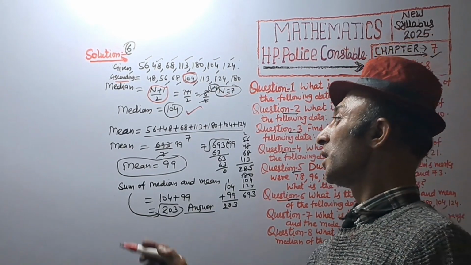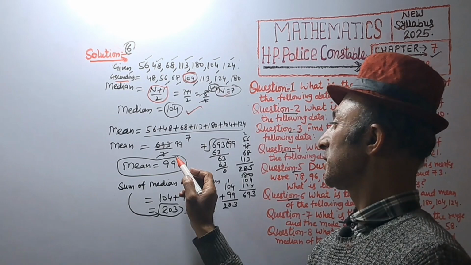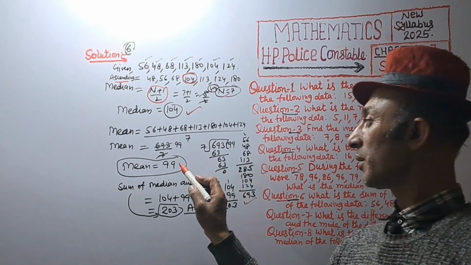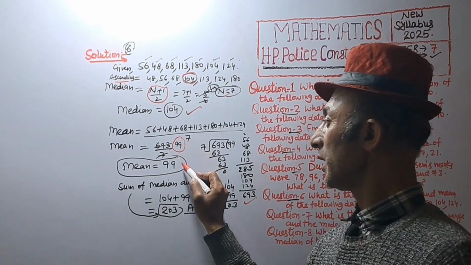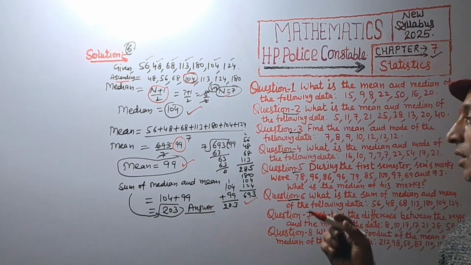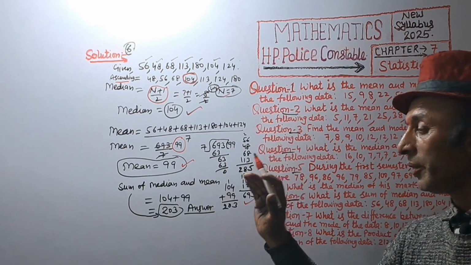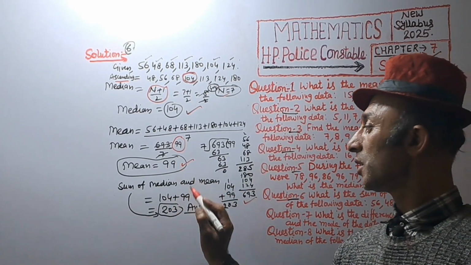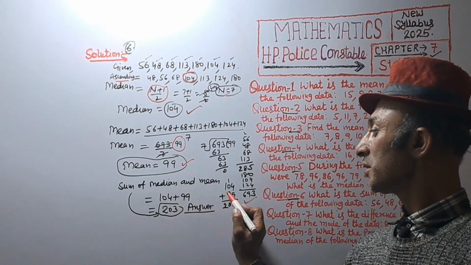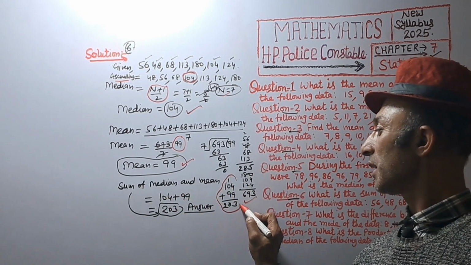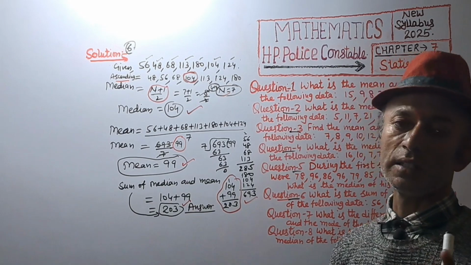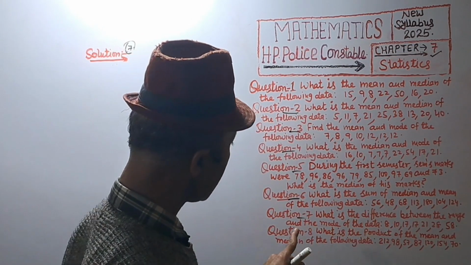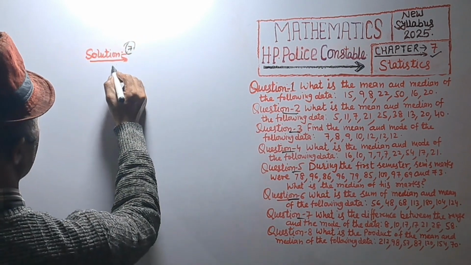And then we find mean, sum of all numbers divided by 7. Sum equal to 693 divided by 7. Then we get 99. And the question: find the sum of median and mean. Median is 104, mean is 99, and their sum is 104 plus 99, that is 203. Answer. Question number 7. What is the difference between the range and the mode of the data given?